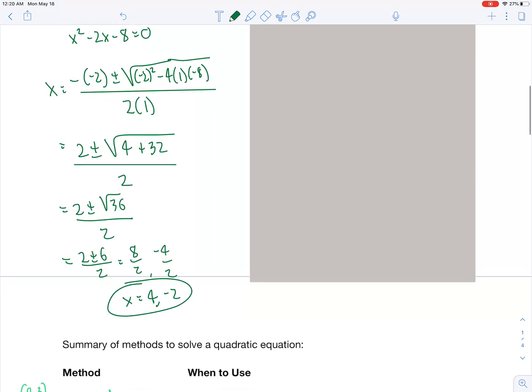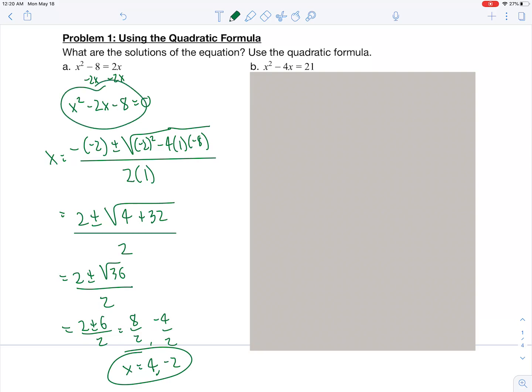And notice from the very start of this question, we actually know how to solve something like this a little bit easier using factoring. If I'm looking for numbers that multiply to get negative 8 and add to get negative 2, negative 4 and positive 2 would work. So if I use (x - 4)(x + 2) = 0, I would end up getting the same solution.